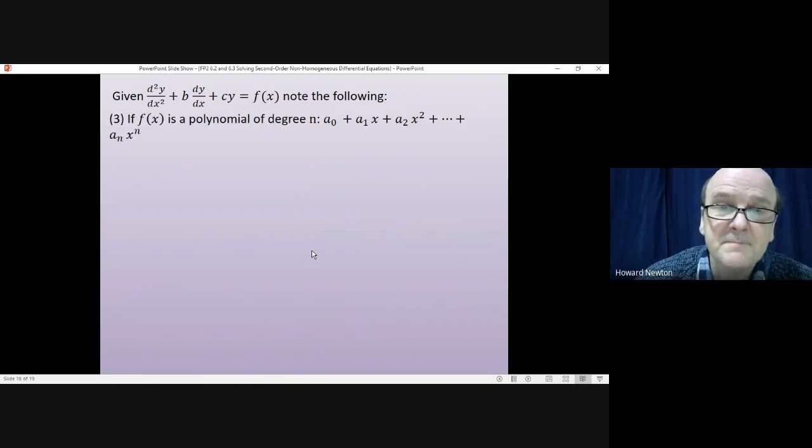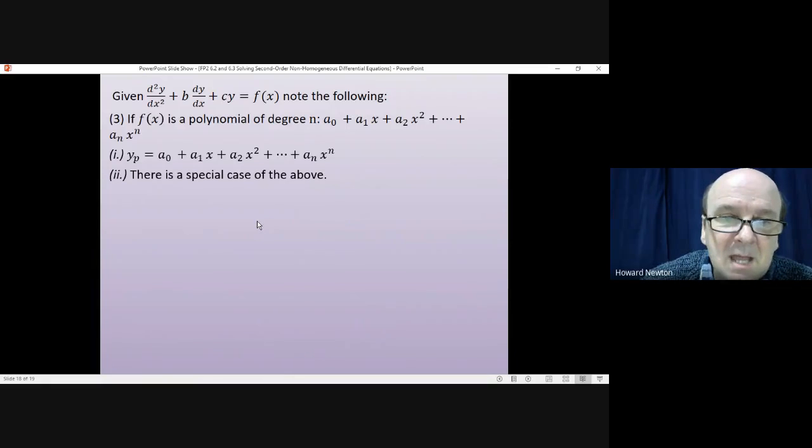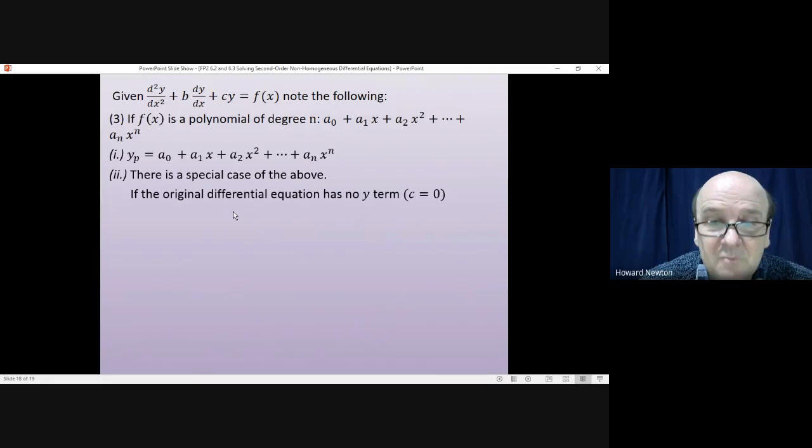With polynomials, if f of x is a polynomial of degree n, now there is an issue, but only if this term here is equal to 0. So normally you're fine and you just say the particular integral is a polynomial of exactly the same order. If it's a quadratic, you do a quadratic. But there is a special case, and the special case is if the original differential equation has got no y term, which means that c is equal to 0 and this term just doesn't exist at all.